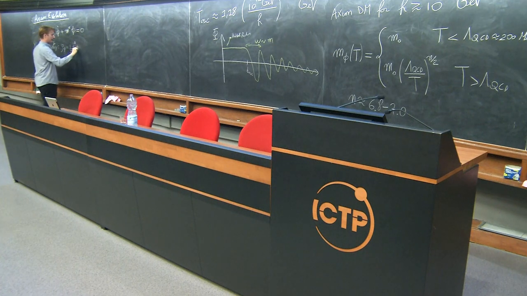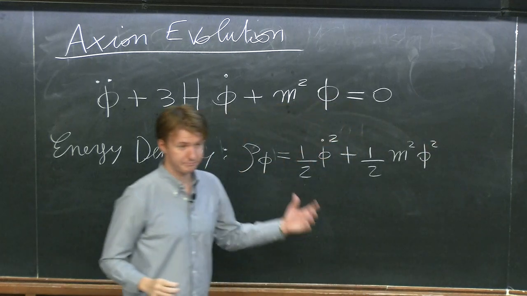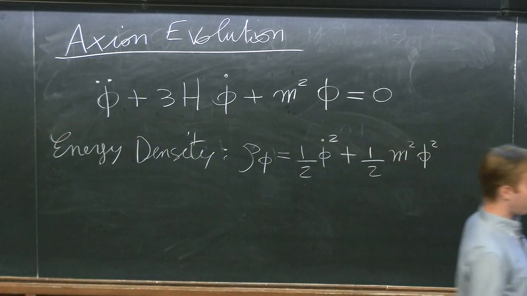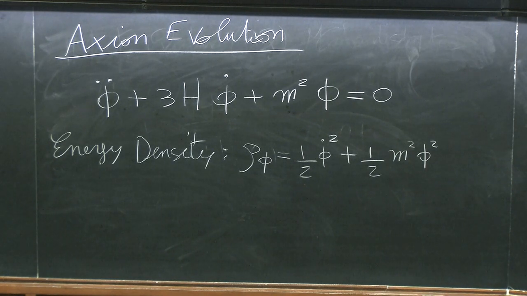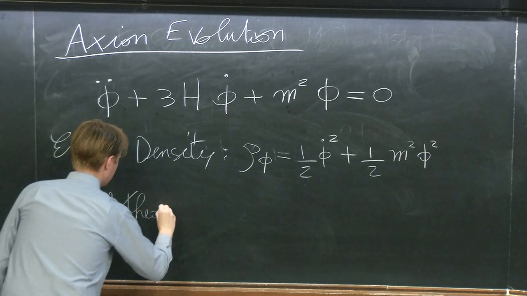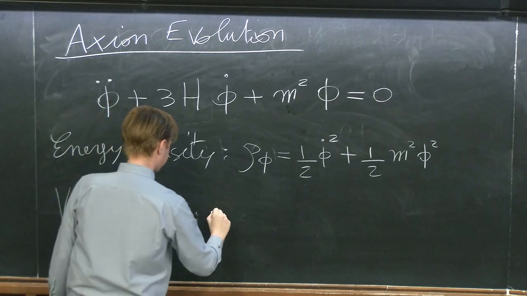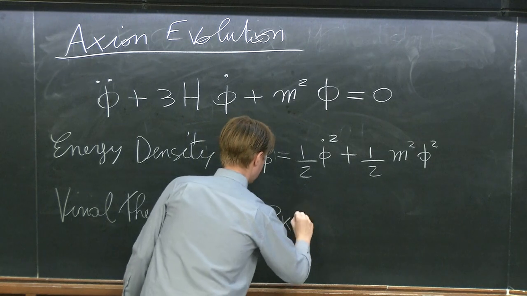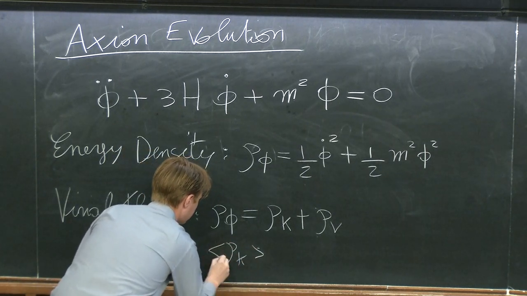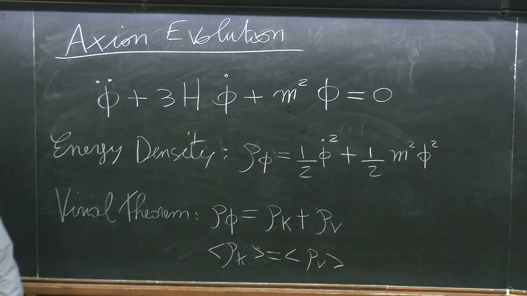So the energy density stored in the field is the sum of the kinetic energy plus the potential energy. It's just a harmonic oscillator, okay? You can convince yourself that the period of this oscillation is much, much shorter than the damping time. So you can apply the virial theorem also to this oscillation. And the virial theorem will describe the average. So if you write the total rho as kinetic plus potential, the virial theorem says that the average kinetic energy over one oscillation is equal to the average potential energy. We mentioned the virial theorem in the first lecture, I think.